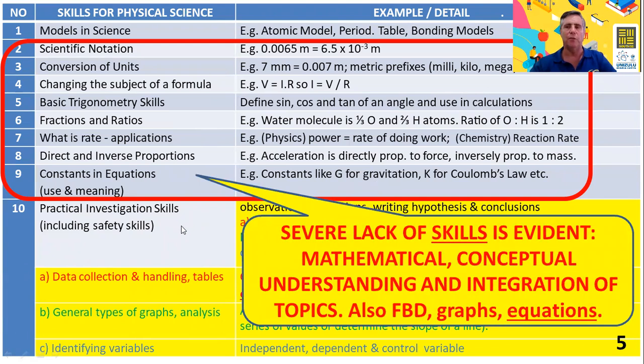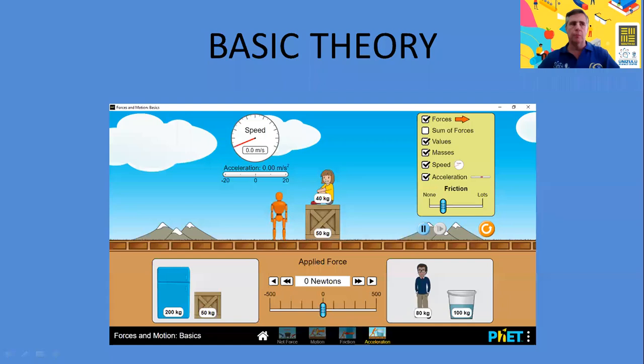Now again, a comment from the examiner: a severe lack of skills is evident. Which skills? Mathematical, conceptual understanding, and integration of topics, free body diagrams, graphs, and equations. So that's why I'm here, to help you assimilate the skills that you need for success in paper 1.